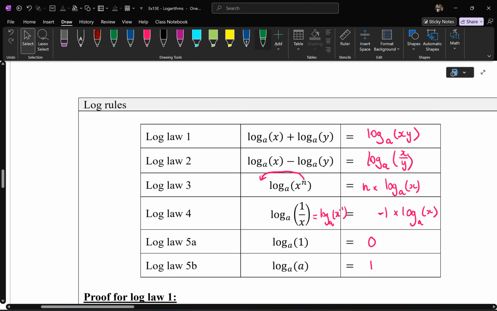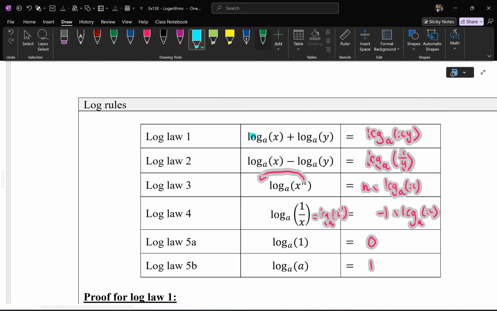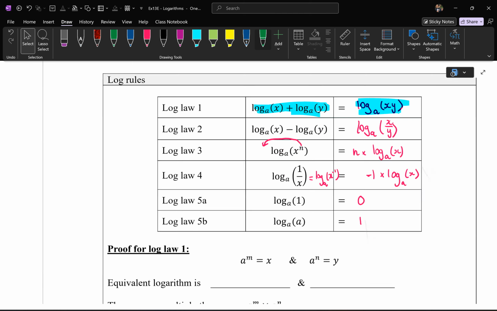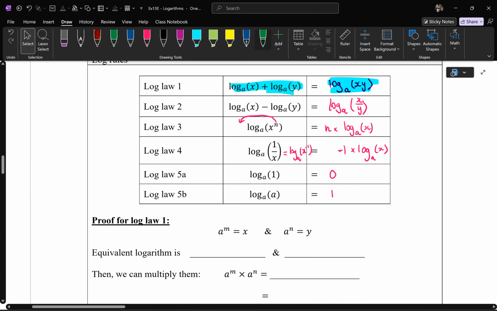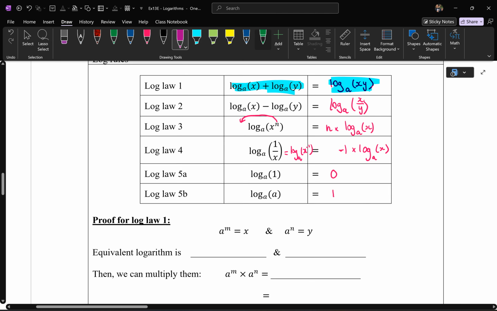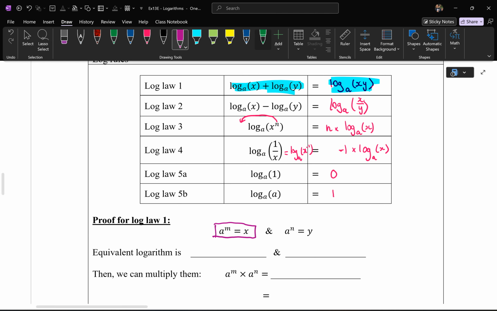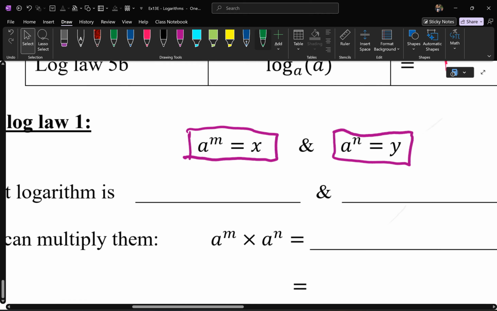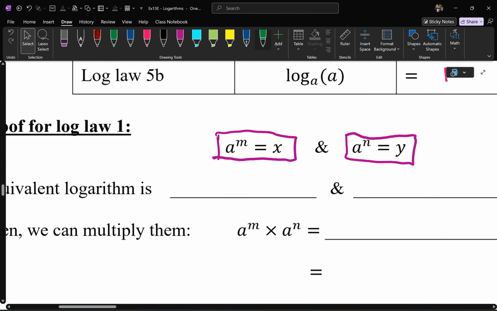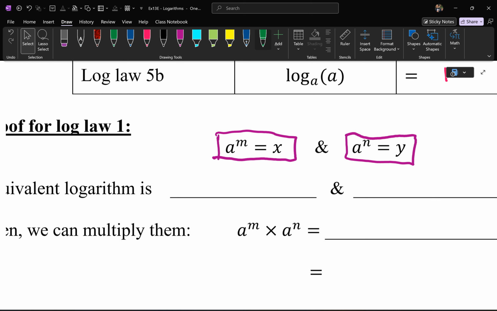If you're wondering why it is that when you add, it ends up being times, why it's the inverse of your exponential, you can actually prove it. Here we go. Let's say we've got these two. A to the power of m equals x. And we've got A to the power of n equals y. Same bases, different powers. That means different results. That's why you get an x and you get a y, right?